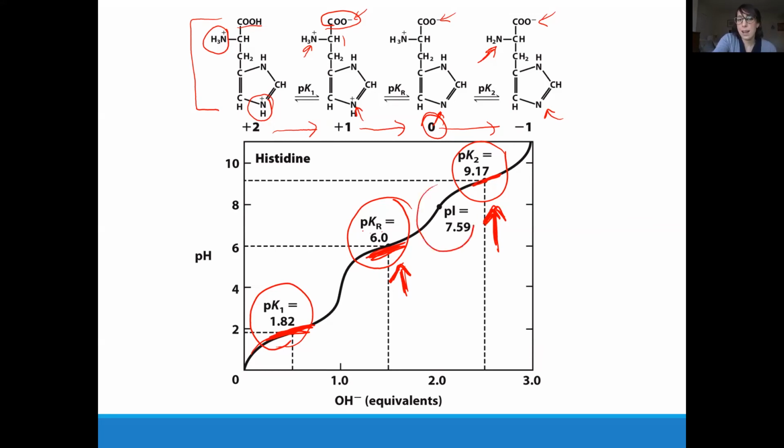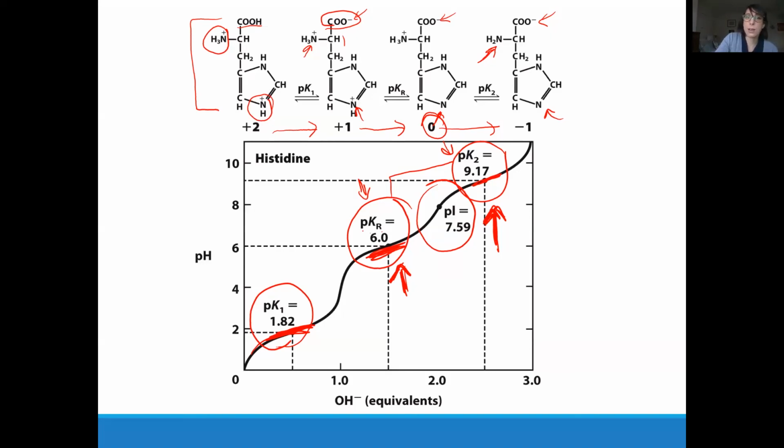So the pi for a molecule with multiple pKa's always exists where the charge is 0, and it's going to be the average of the two pKa's around that point. So for this particular molecule, that's between this pKa and this pKa, and so it is the average of those pKa's. That's where you'll calculate the pi.